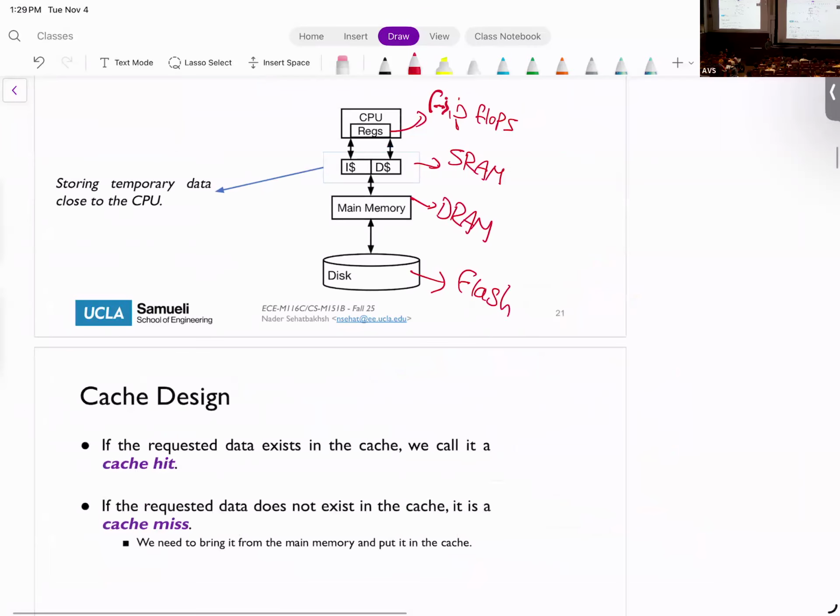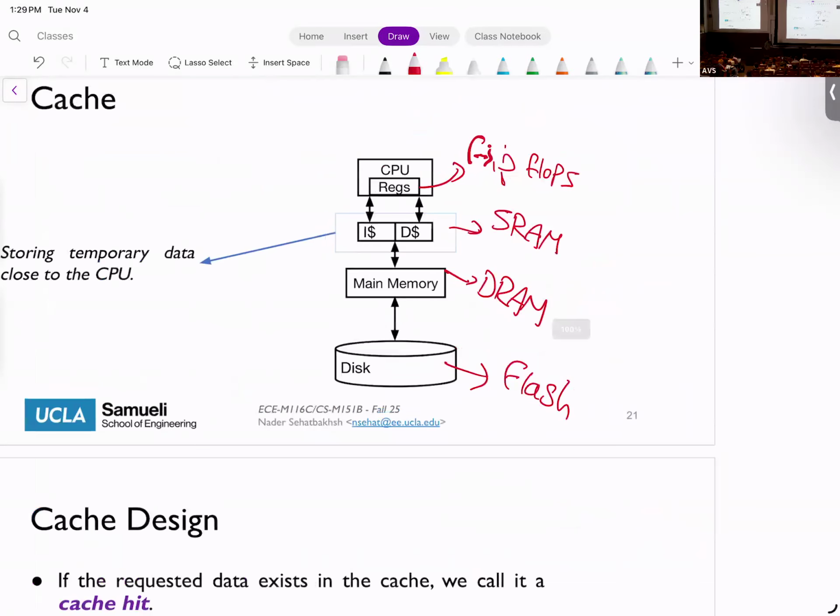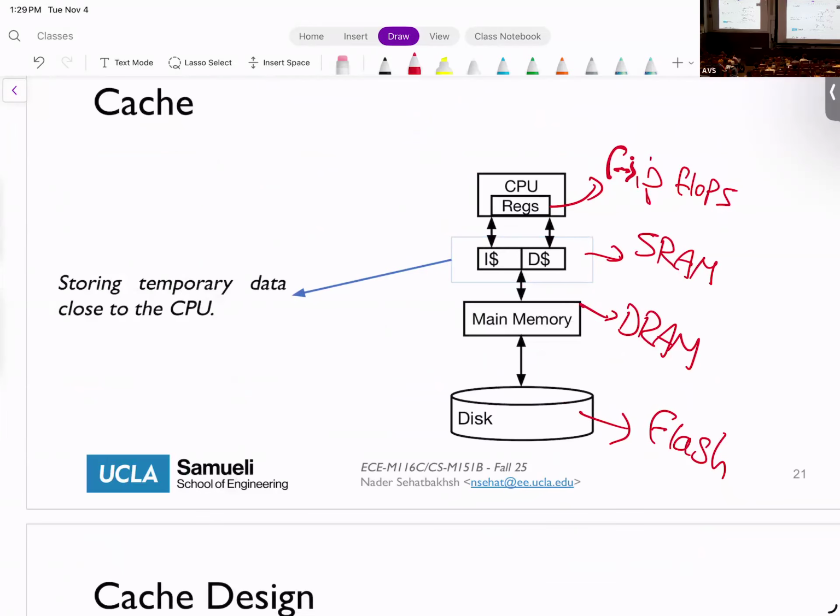Any questions so far? Yes. Why can't we make the main memory out of SRAM? Because it would be small. I want gigabytes of data in my main memory. For example, I want to load an entire PDF and put it in my DRAM. I cannot load the entire PDF in my SRAM because it's small.